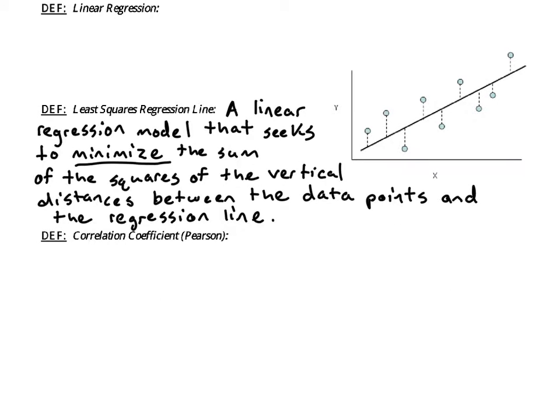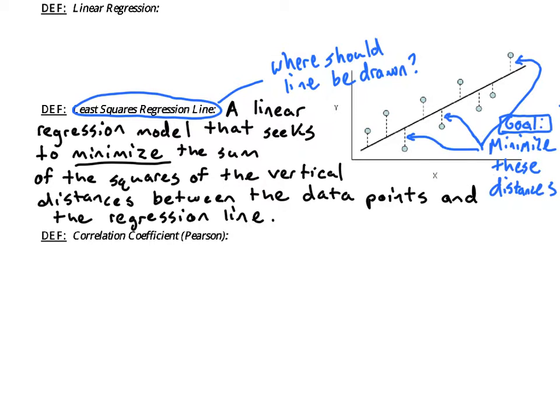The next definition is the least squares regression line, and it's defined to be a linear regression model that seeks to minimize the sum of the squares of the vertical distances between the data points and the regression line. Let's try and break down what this definition means in further detail because it is a very important process of our project. Suppose that you're given a set of data and I'm given a set of data, and we make a scatter plot of that data. We each do our own, and then we attempt to draw best fit lines that hit a majority of the points on our scatter plot.